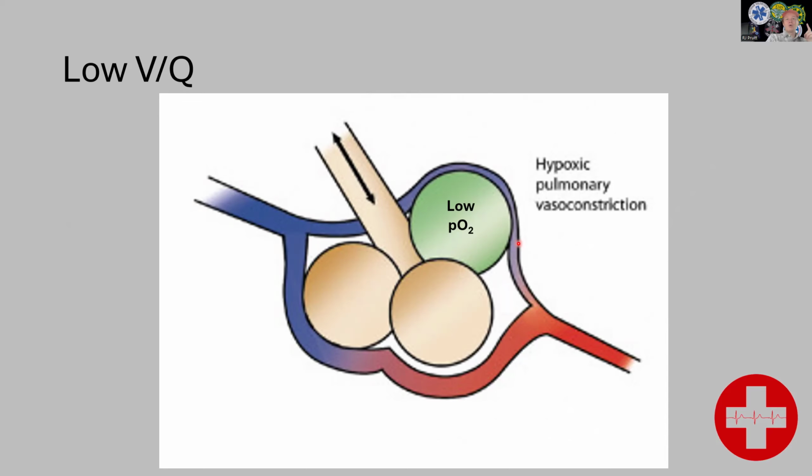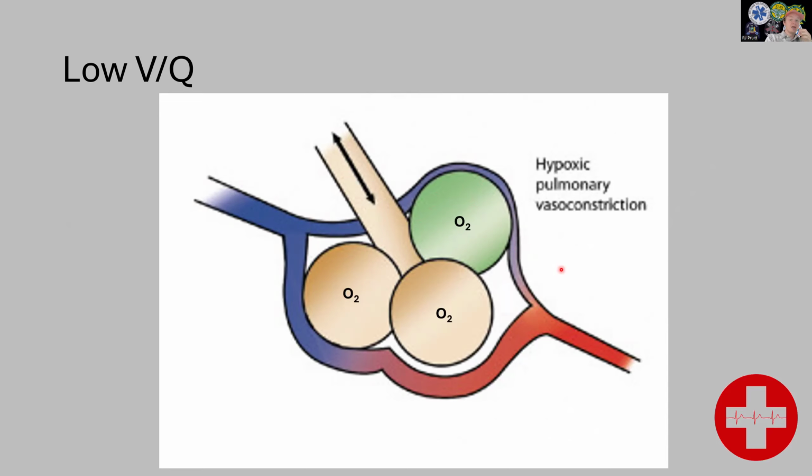Now, what we do as EMTs when we have these people with low saturations is we give them a bunch of extra oxygen. We increase their fraction of inspired oxygen, and now we have plenty of oxygen. We increase that partial pressure of oxygen in all of these alveoli, including this one that previously was being vasoconstricted.